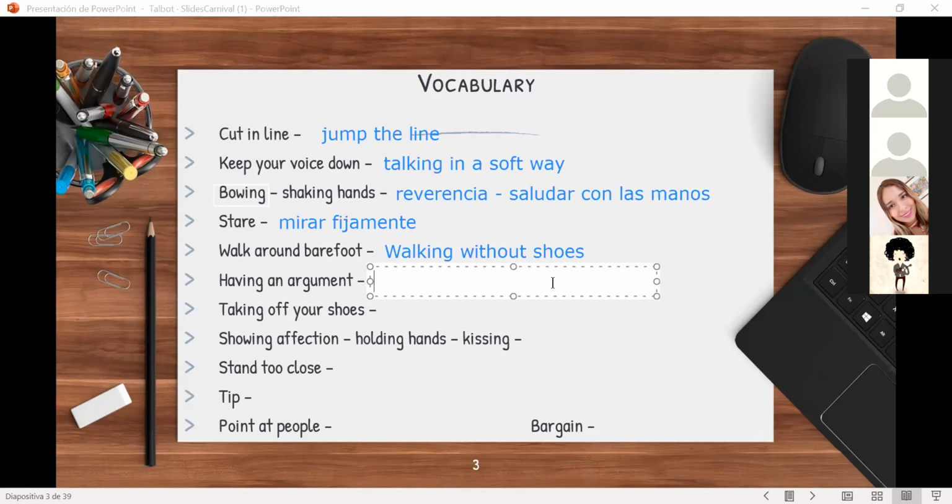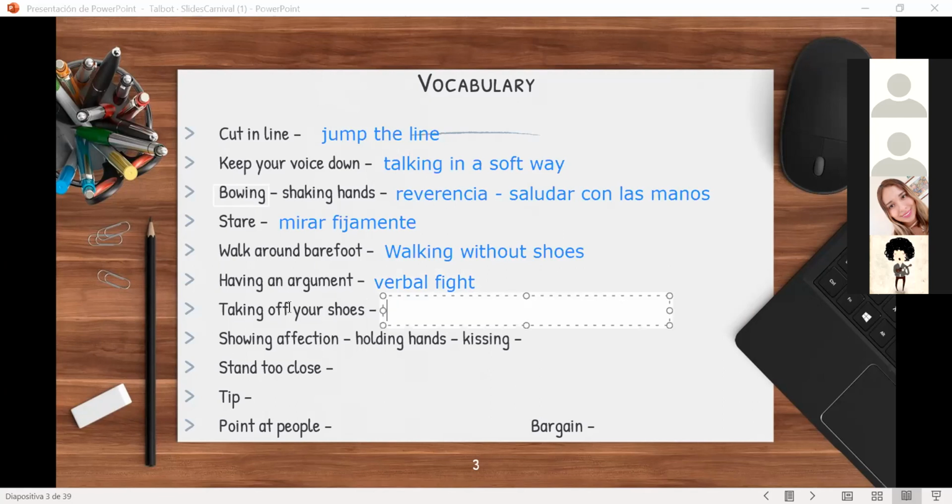Yeah, teacher. Okay, so that means having an argument. And maybe we can have an argument in the street. That could be bad manner too, because we are invading the public space. Okay, so having an argument could be a verbal fight, verbal fighting.